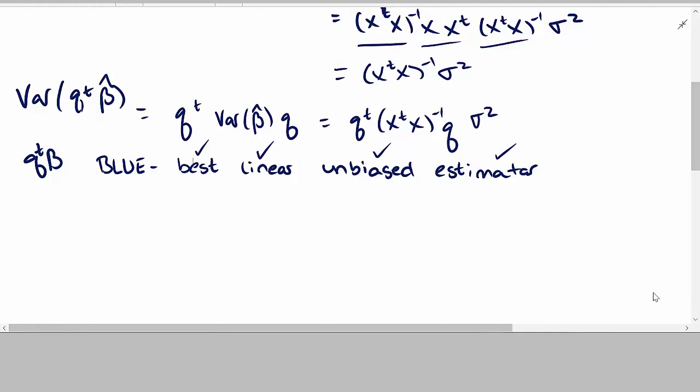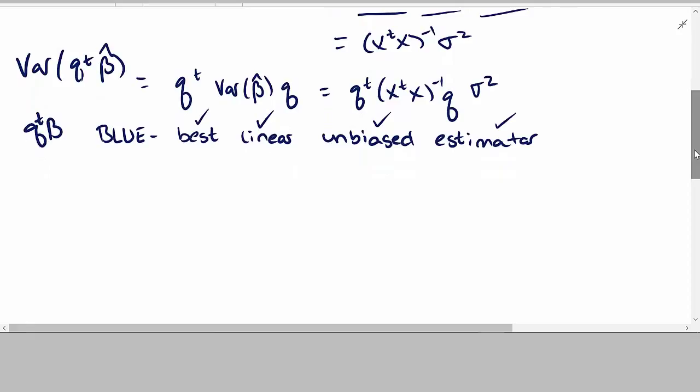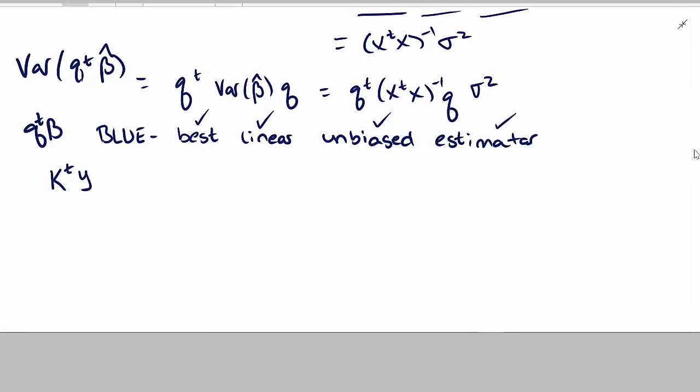We can show this very quickly, and it has quite a clever proof that involves all of the techniques we've used in these last couple of lectures. Take as an example another estimator that is also linear. Let's say K transpose times Y is another linear estimator of Q transpose beta for some value of K.